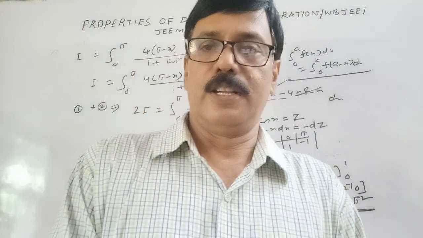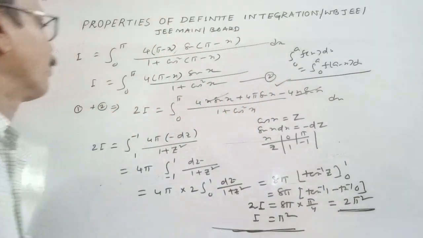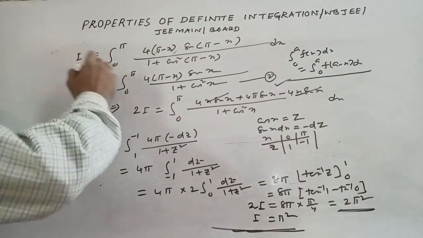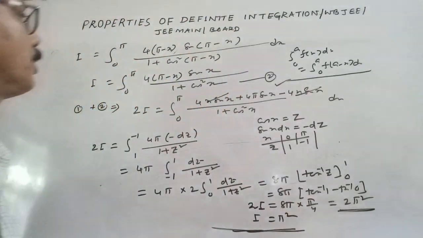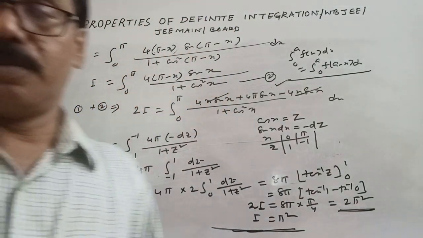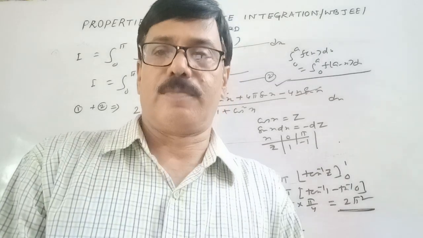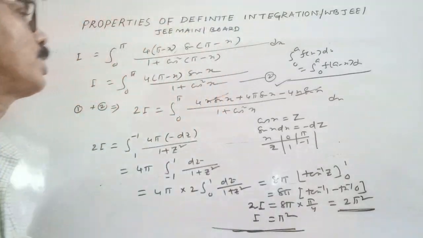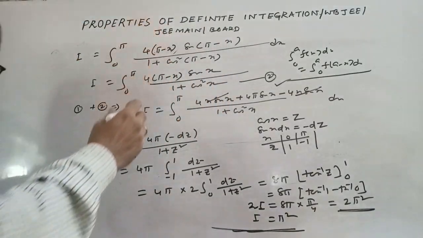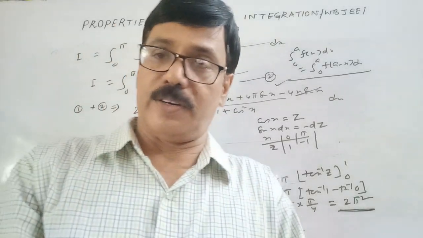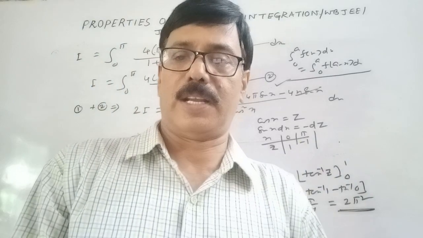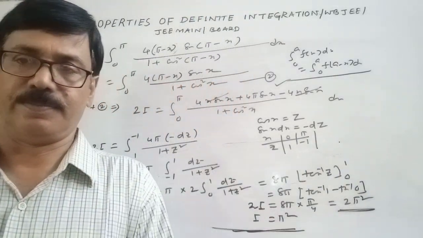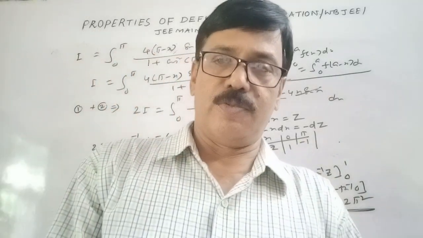So today you have learned how to find the value of a definite integral for the integrand, for the function, which is neither even nor odd, but you can express it as a sum of even and odd functions. So thank you for today.